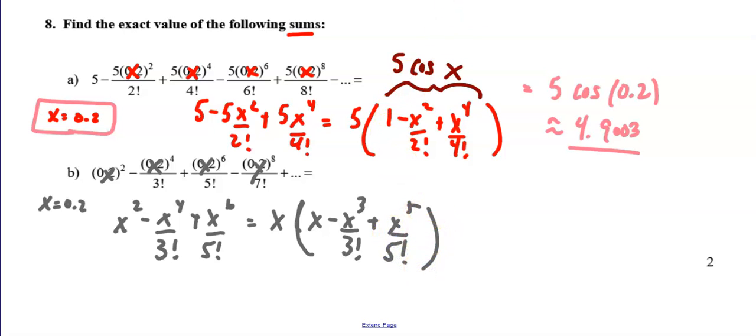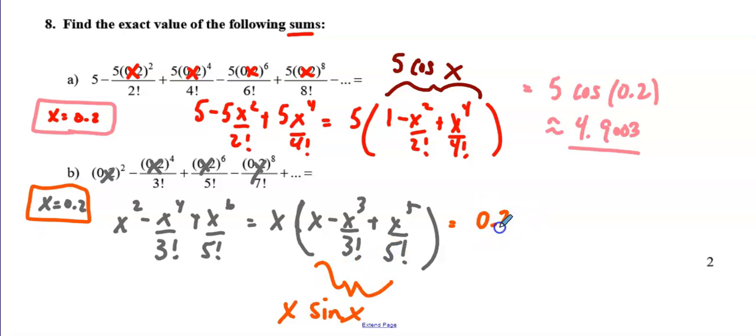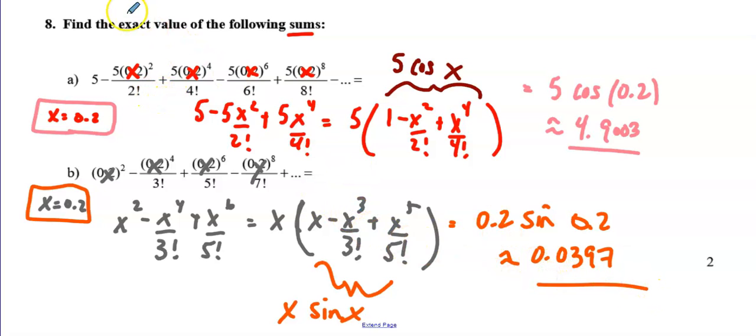And just like in the previous examples, we can recognize this as sine of x. So this is going to be equal to sine of x times x. So the manipulation is x sine of x. Now we can go back here and substitute in 0.2. So we're going to do 0.2 sine of 0.2. And if we use our calculator for this problem, we're going to get 0.0397. So that's how we're able to rewrite these functions into something that we're able to solve using series.